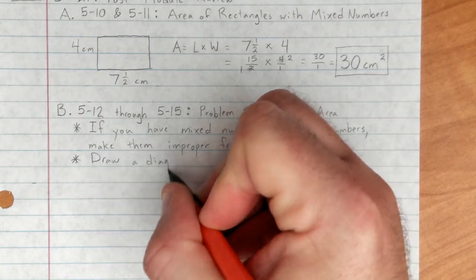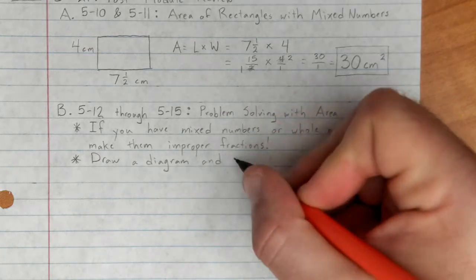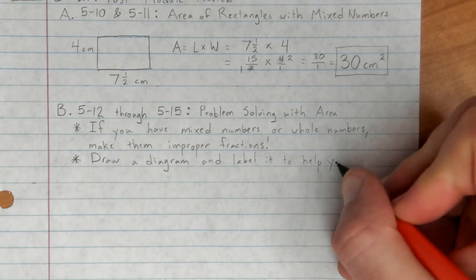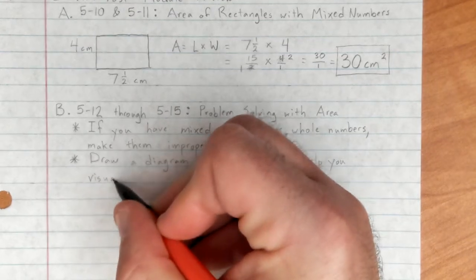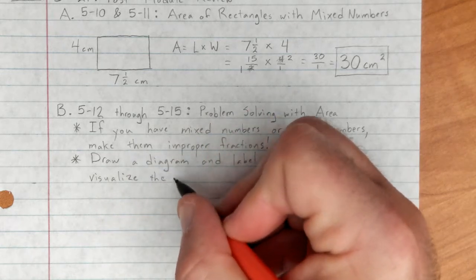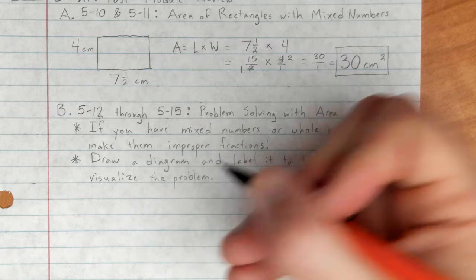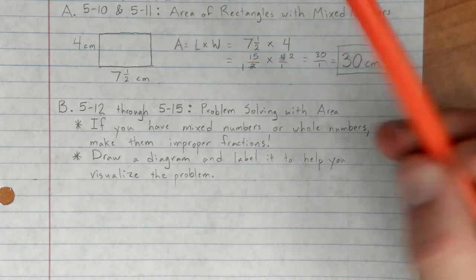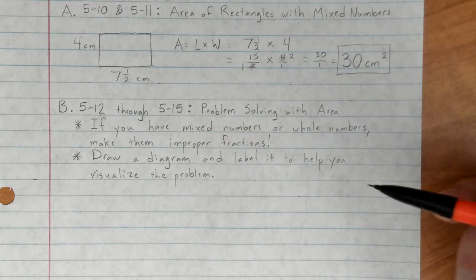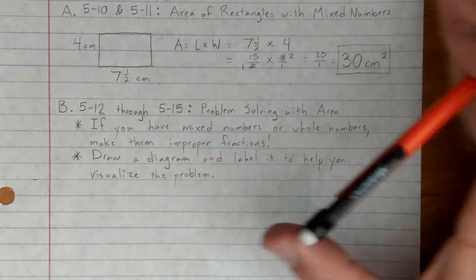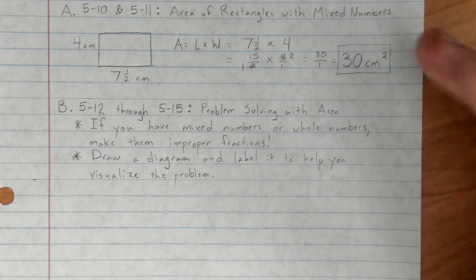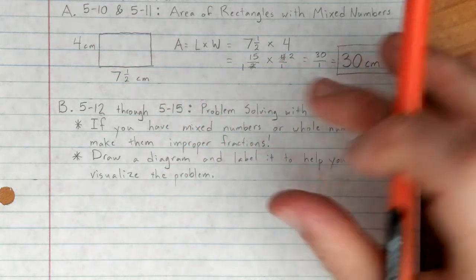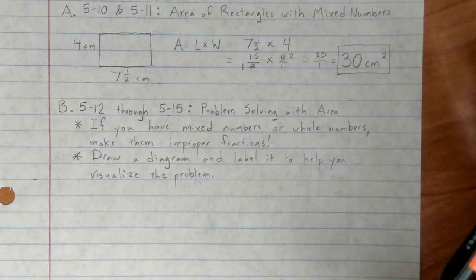Now, the other thing that I was going to mention, draw a diagram and label it to help you visualize the problem. Now, sometimes that means you are using a tape diagram. Sometimes that means you're drawing a rectangle like we did up here. Draw a diagram. Take the time to do that. Okay. Label it. Make sure you understand what the problem is asking and that you can really see it. Now, those two, it's about half the page, covers a pretty decent chunk of this section.